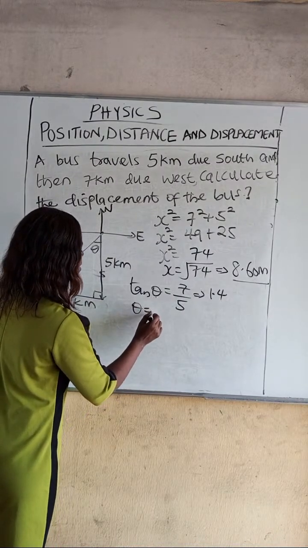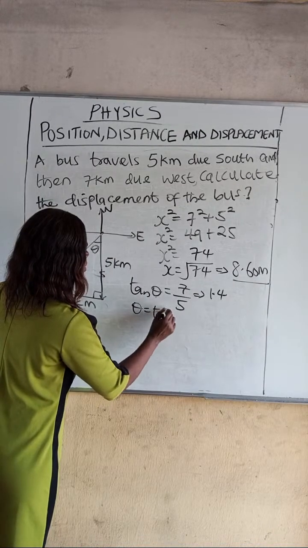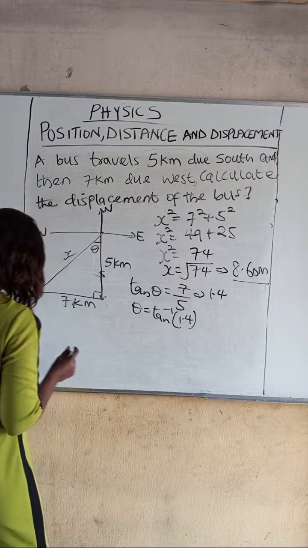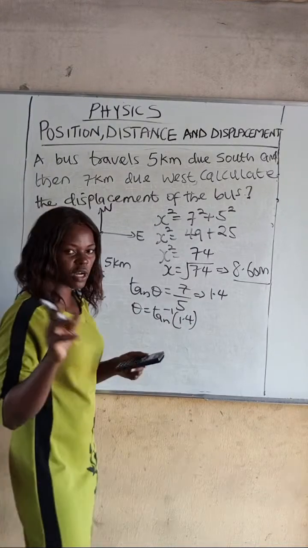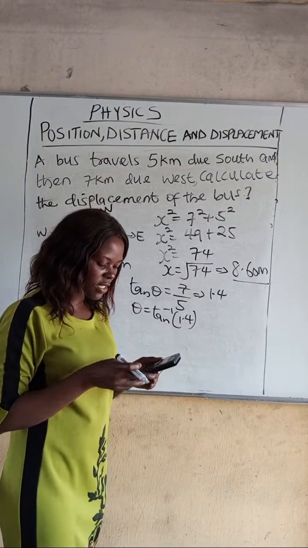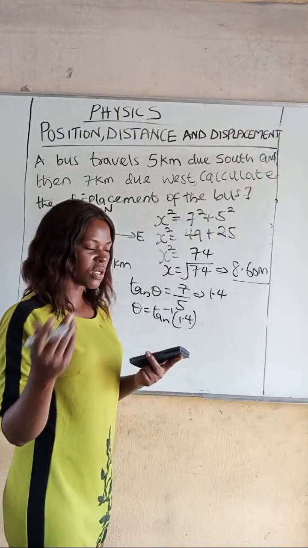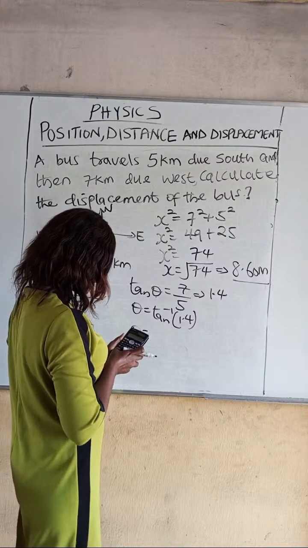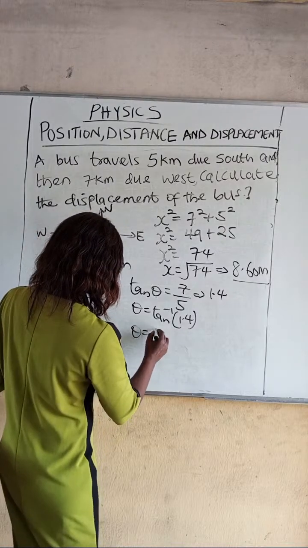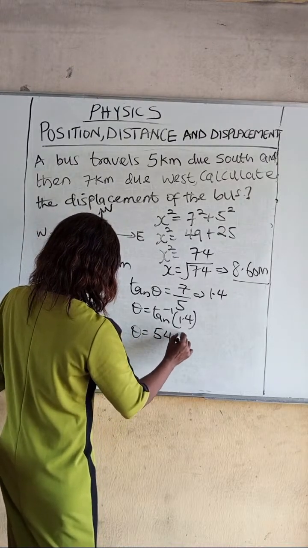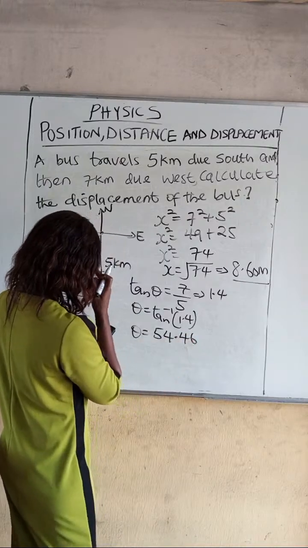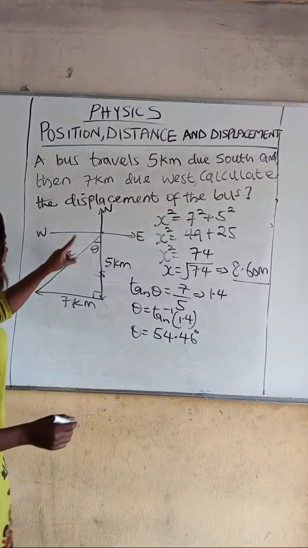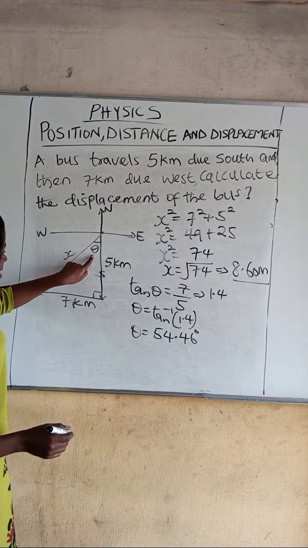So theta is equal to tan inverse of 1.4. I've told you how you're going to do the tan inverse with your calculator. Just press shift tan, right? That is your tan inverse. Okay, so we're going to say tan inverse of 1.4 is equal to 54.46 degrees. Now I have gotten this, right?